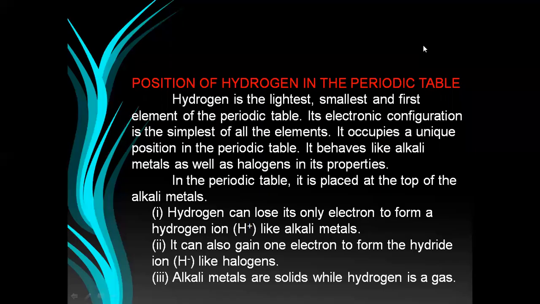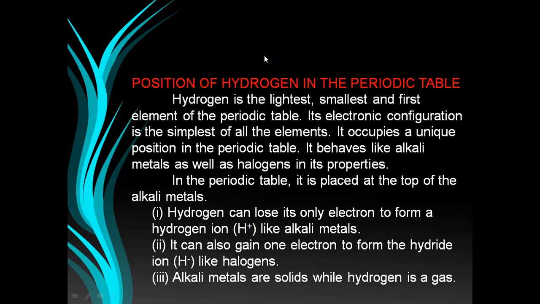Next, we have discussed the position of hydrogen in the modern periodic table. It is the lightest and the smallest element in the periodic table. It has a specific place in the modern periodic table. It is placed first in the periodic table because of its electronic configuration, and it occupies a specific place.